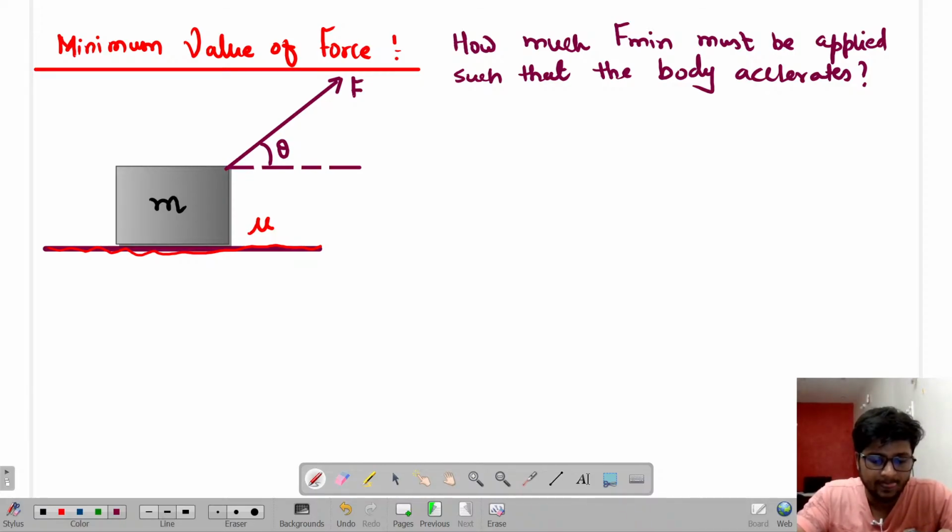Tell me. mu mg minus mu f sin theta by cos theta. Wrong. Friction force plus f sin theta. Yes yes, friction force plus f sin theta square sin theta. Wrong.